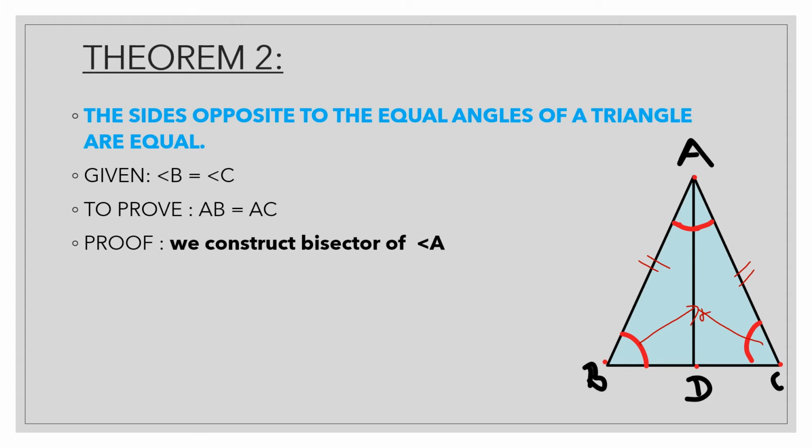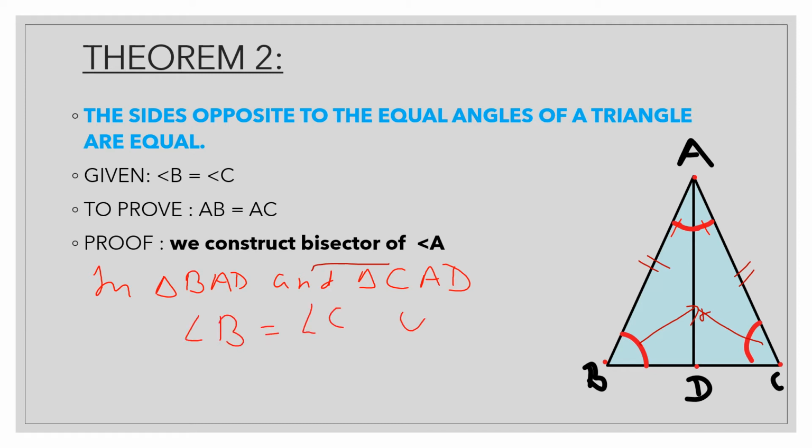For this proof, again we construct a bisector of angle A. The meaning of bisector is the line which divides the angle into two equal measures. That means angle BAD equals angle CAD. You consider triangle BAD and triangle CAD. When you write down a triangle, you must write down the corresponding vertices, B corresponding to C. So what is given? Angle B equals angle C, that is given.